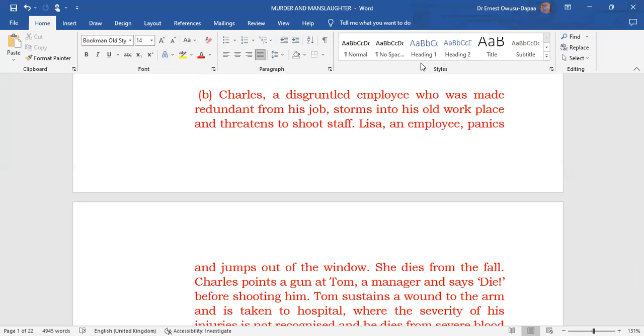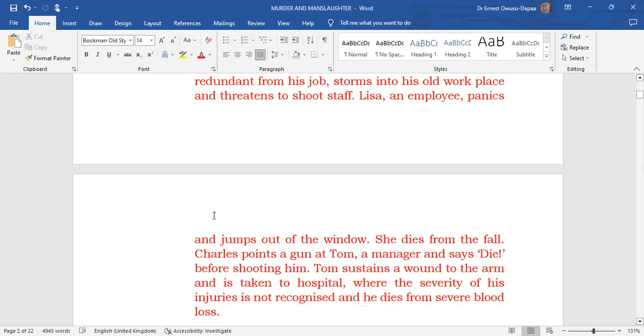In this case, there's no attempt to kill because the intention for attempted murder is actually intention to kill. From the facts of the case, it is clear that the accused is not intending to kill. He's only threatening them with the gun. So in my view, there's no attempted murder because there was no direct intention to kill.